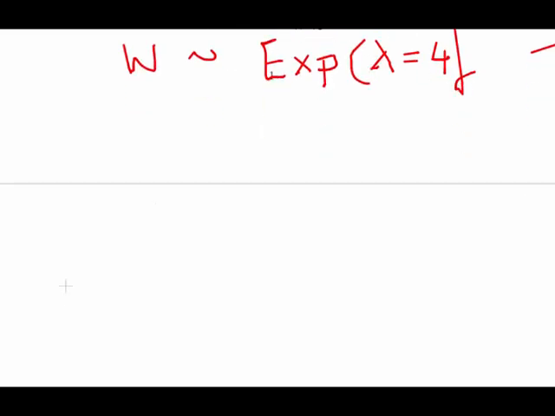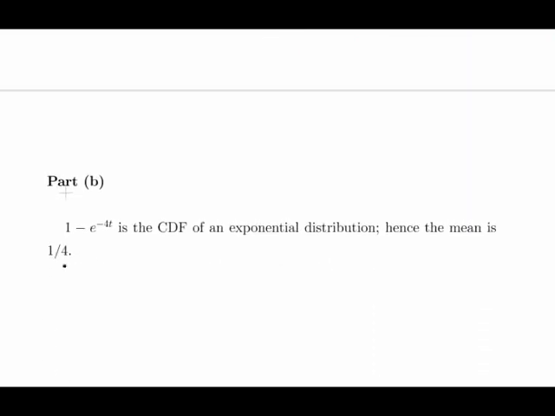That means pretty clearly the mean there is going to be 1/4, 1 over 4, because that is 1 over lambda. So the mean of w is going to be 1 over 4. That's it. We'll leave it there.